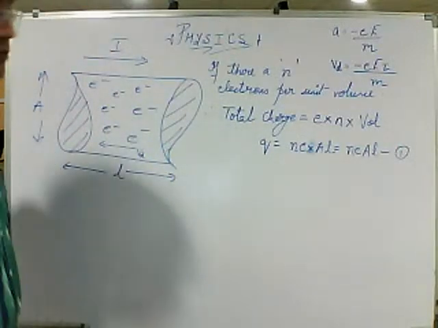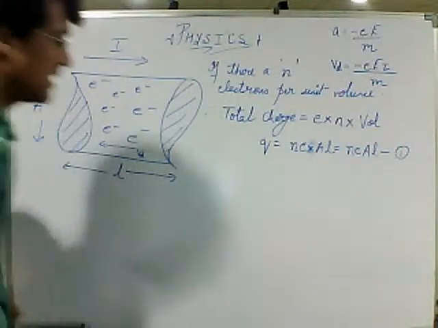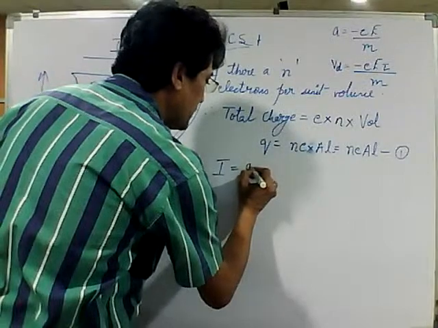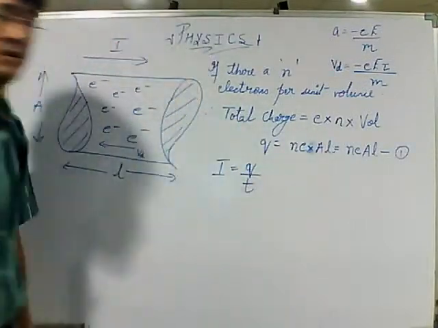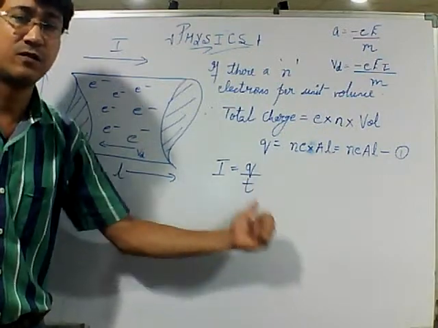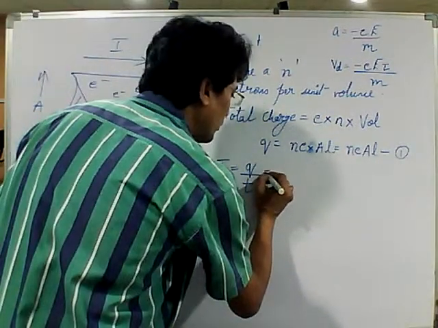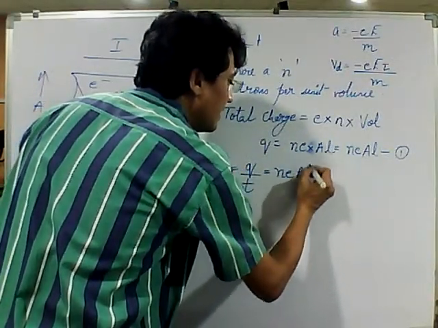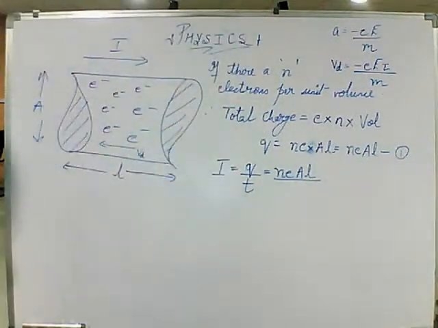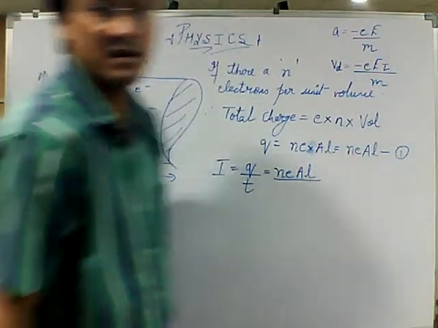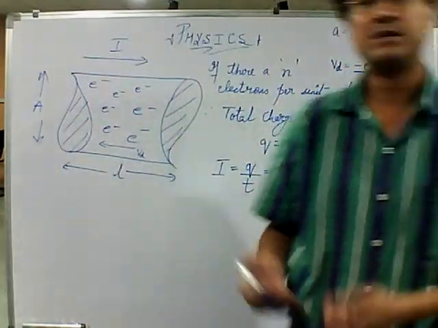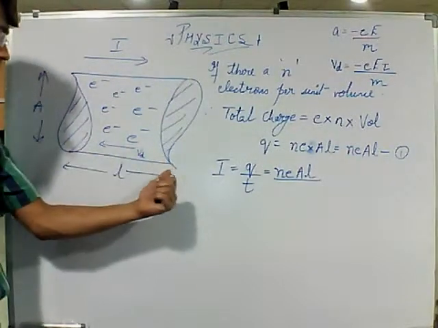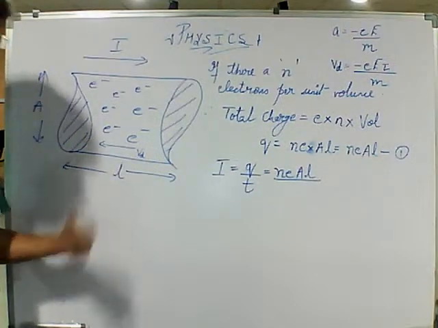Now, what about the time at which they move? Why am I taking time? See, current I is nothing but rate of flow of charge, that is Q by T. So I can write Q now by NEAL, equation number 1, NEAL divided by time. What will be time? Time is displacement upon velocity or distance upon speed, whatever you want to take. So what is the distance over here for the movement of electron? It is L.